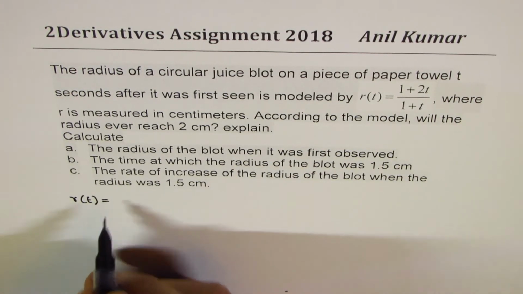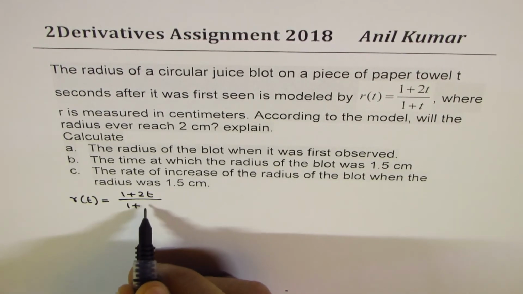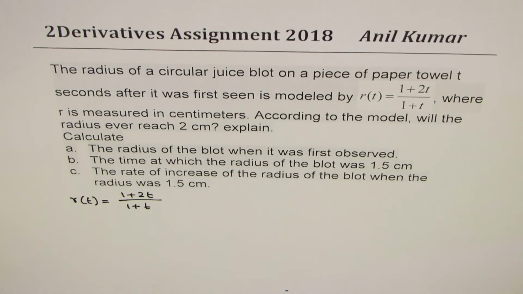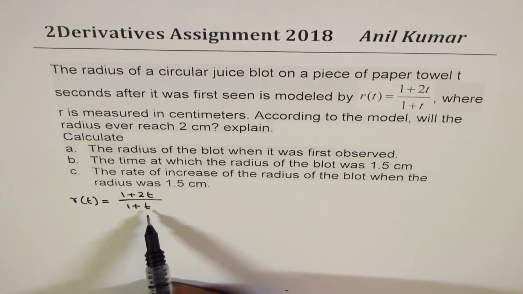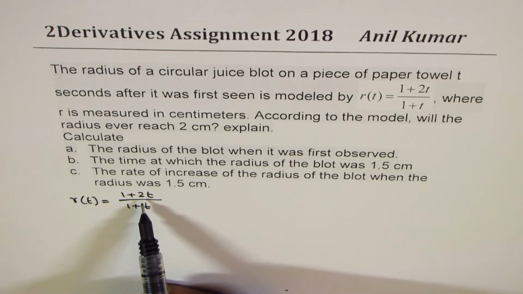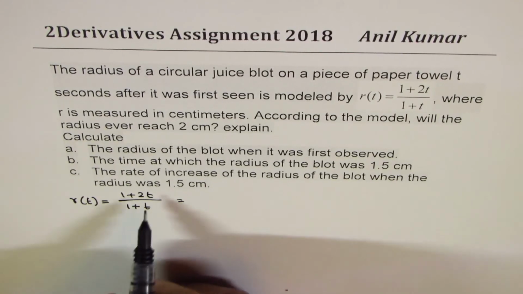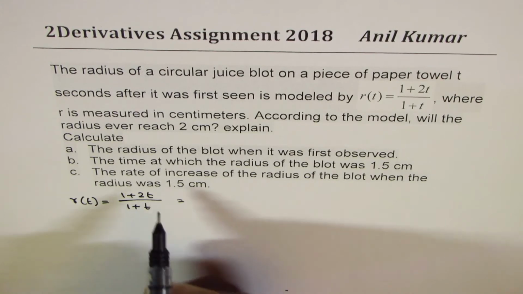So r of t equals (1 plus 2t) over (1 plus t). Will it ever reach 2 centimeters? If you recall, we have done rational functions and horizontal asymptotes, and the equation for the horizontal asymptote is the ratio of the leading coefficients, so it is 2. The function approaches the value 2, but it is never there. Another way to do it is to take t common, or use limits.